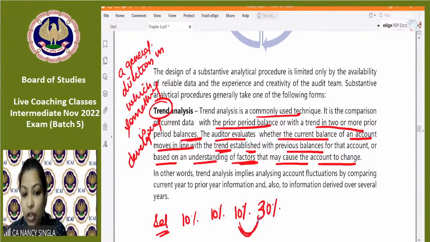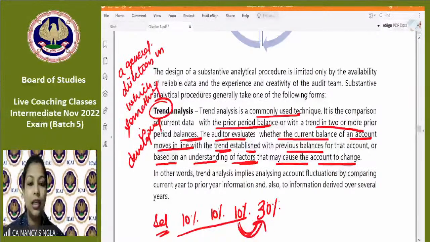This is something unusual, na? This is some fluctuation, na? So the auditor will investigate it. He looked at the trend of the last 2-3 years. He compared it with the current year. If there is a fluctuation, he will analyze it.